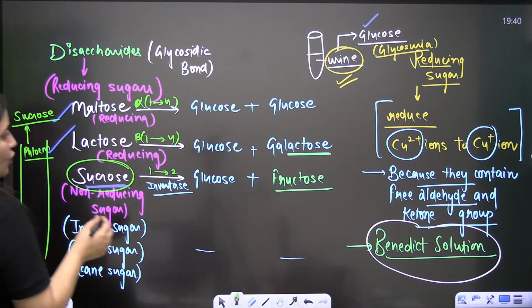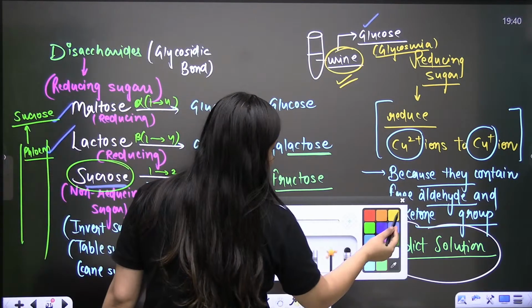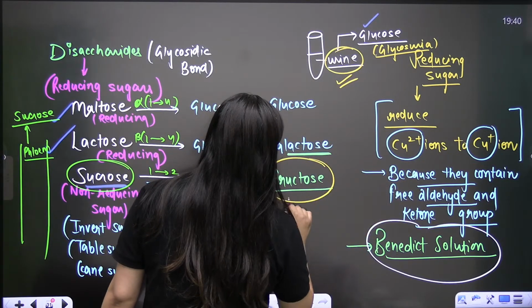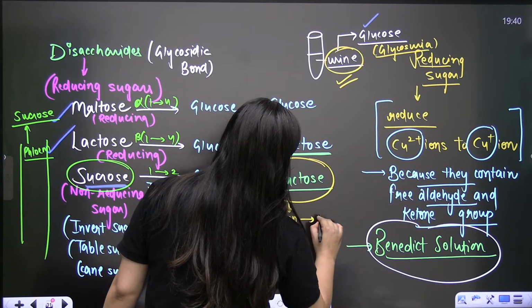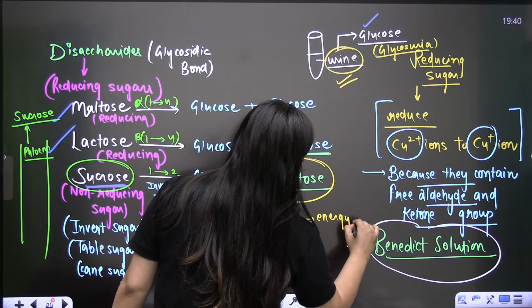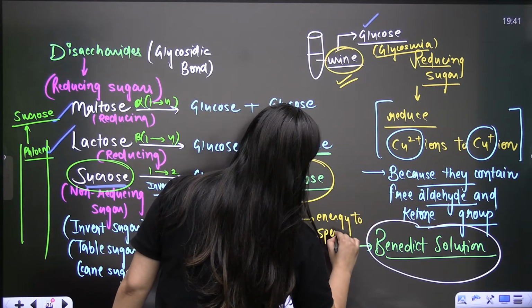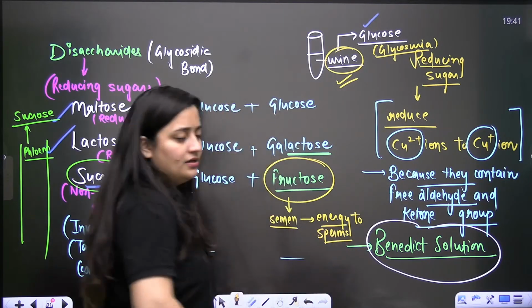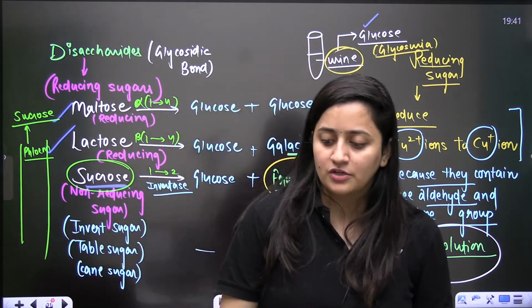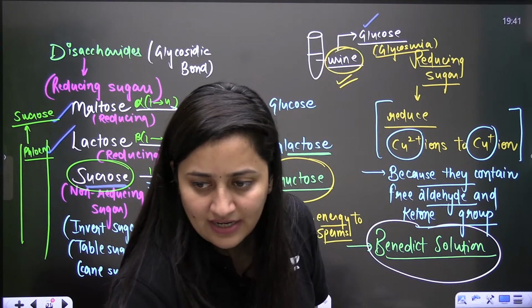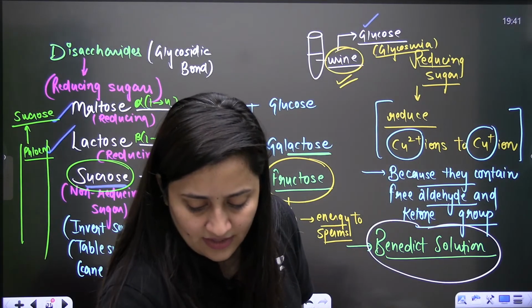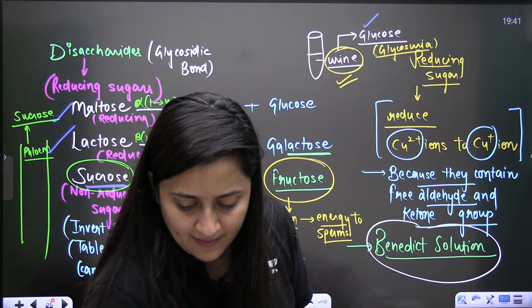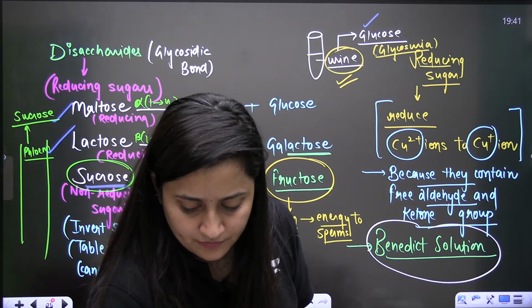And yes, when you talk about fructose, as I said, it is a fruit sugar. You know that it is even present in the semen. It is going to provide energy to sperms. Sperms are going to use fructose as the source of energy. Remember, sperms use fructose as the source of energy. Clear? I hope it is clear. Any other doubt?